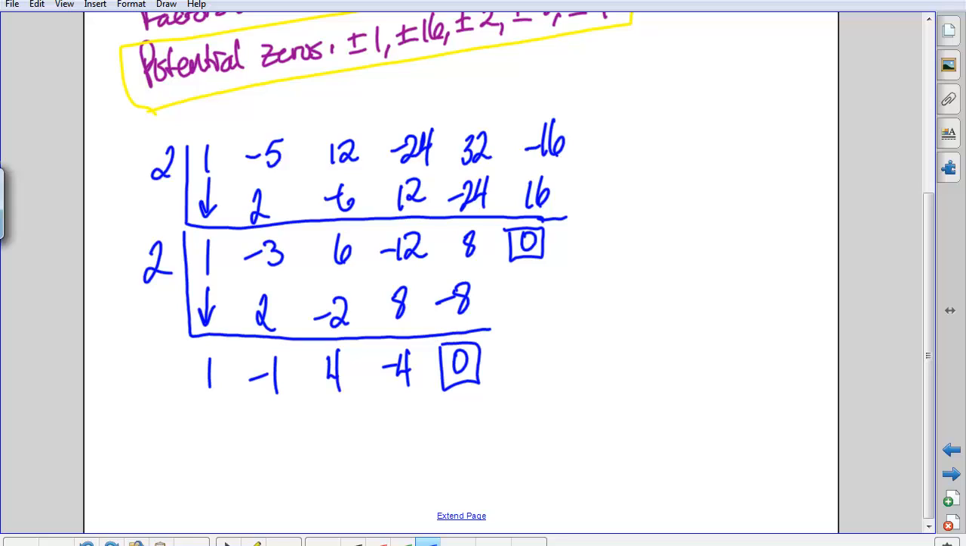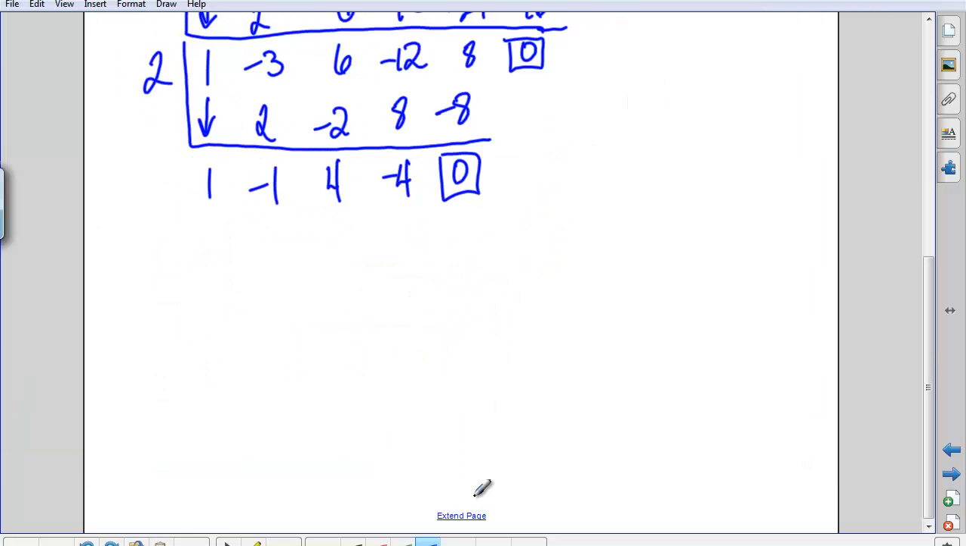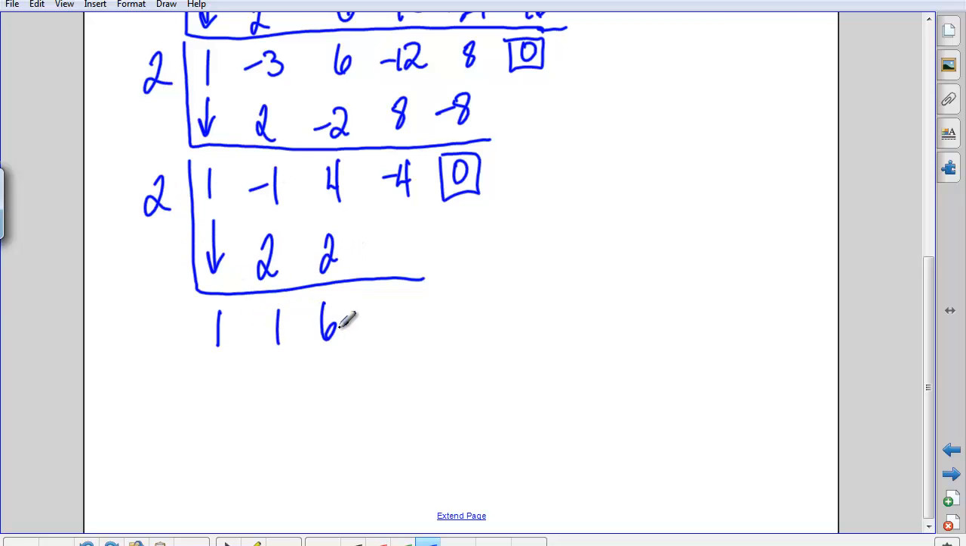Again, that's a repeated 0, has even multiplicity. Honestly, it could have multiplicity all the way up to 4, because this is a 5th degree polynomial. It could be that the 0 at 2 has multiplicity 4 and the 0 at 1 has multiplicity 1. So you really need to keep going here. Try it one more time, because it could be multiplicity 4. Maybe a little unlikely, but we're going to try it anyways. And we get a remainder of 8. So that tells us we've gone as far as we can go with that 0.